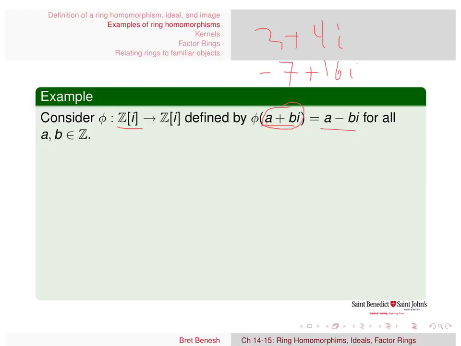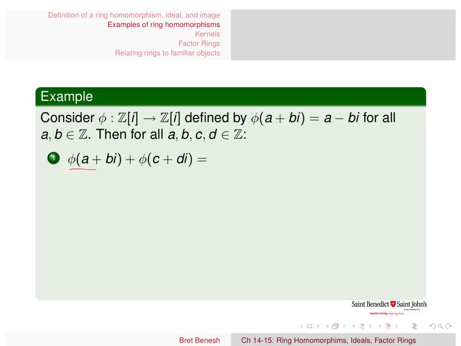So basically, that's just it. I'm just going to negate the sign on the imaginary part. Let's see. Then, for all A, B, C, D, let's see what happens. Is this going to be a homomorphism? Well, let's see what happens.